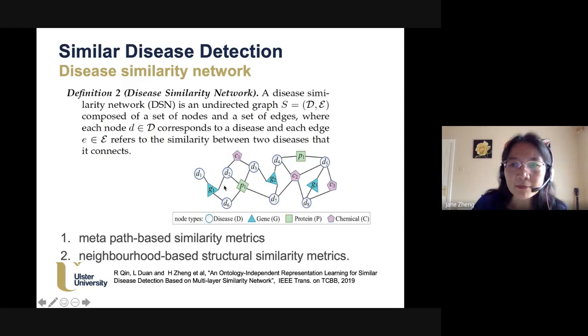There are two types of similarity matrix we use. One type is the metapath-based similarity. Looking from disease one, for example, to disease two, the metapath goes through G1, and to D6 through G1 as well. To D3 you can go through this path here, or through that path there, or a third path. That's the metapath, and you can use that to measure the similarity.